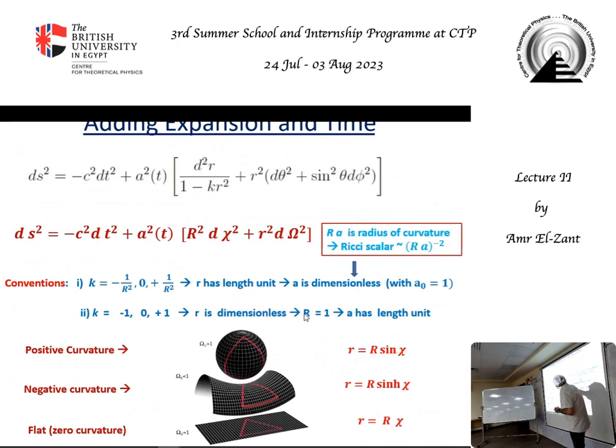Some other people like Q to be minus 1, 0, and 1. Okay? Signature. Positive curvature, 1, negative, minus 1, and flat is 0, and they take R to be equal to 1. In that case, A has a dimension of length, because you need length somewhere in this thing. So A is in meters or kiloparsecs or gigaparsecs or whatever you like. And you have the three cases.